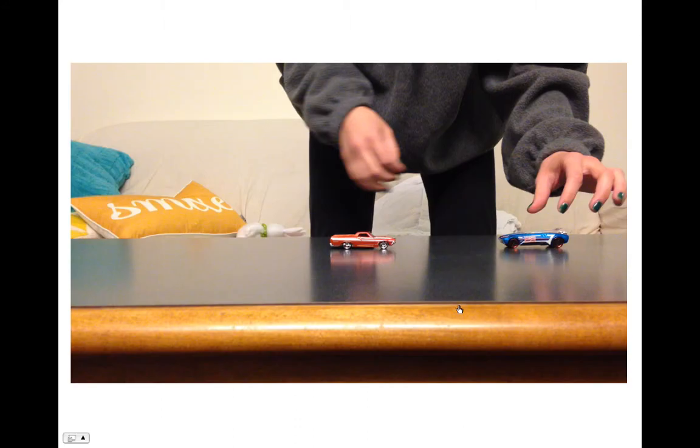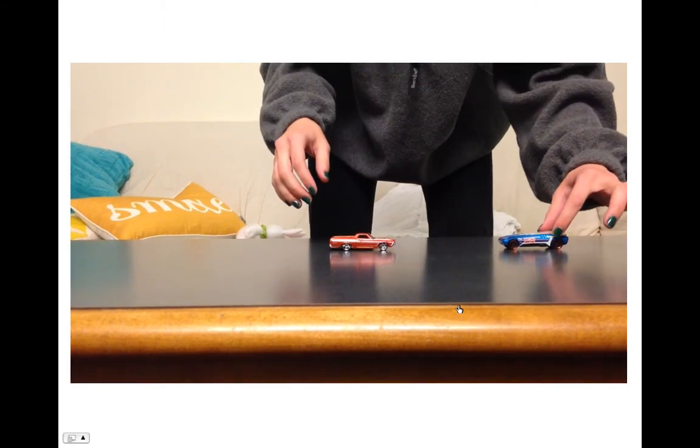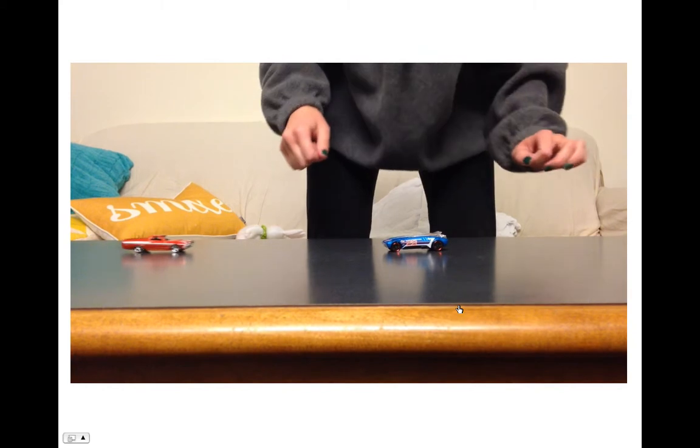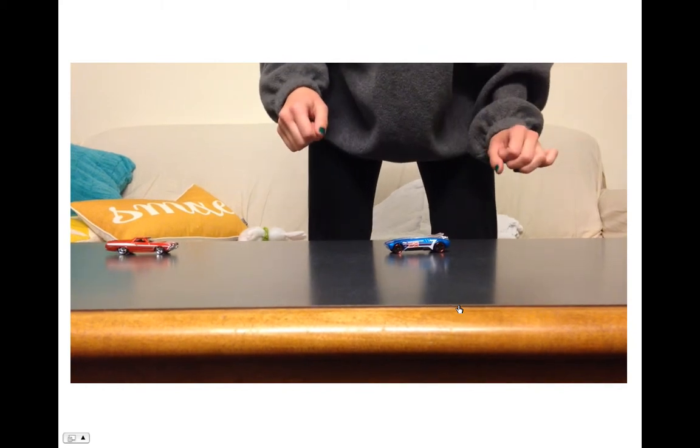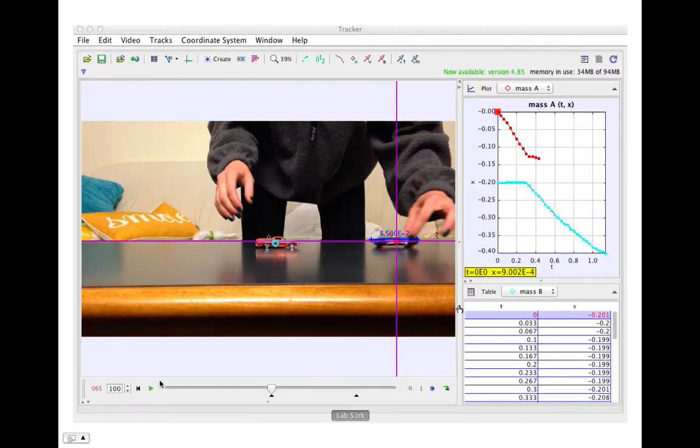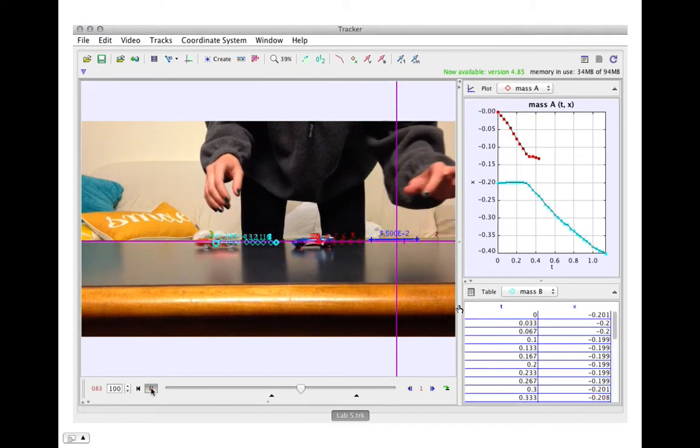The experimental setup was modeled by two toy cars. The first car started with a constant initial velocity, hitting the second car and causing an elastic collision. The video was then uploaded into Tracker, and the position of the two cars was tracked.